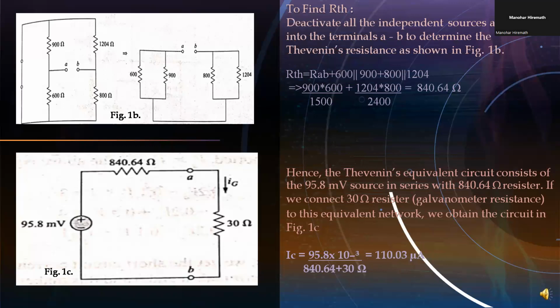Hence, the Thevenin's equivalent circuit consists of a 95.8 millivolt source in series with an 840.64 ohm resistor. If we connect the 30 ohm galvanometer resistance to this equivalent network, we obtain the circuit in figure 1.c. Observe the figure; we have to find the current Ig. So Ig equals 95.8 into 10 power minus 3 divided by 840.64 plus 30 ohm, which equals 110.03 microampere.